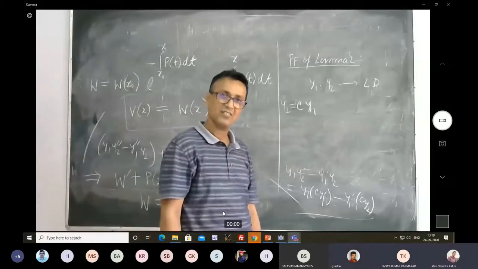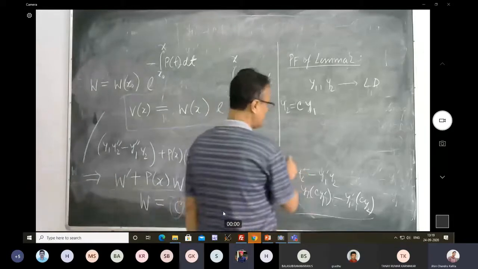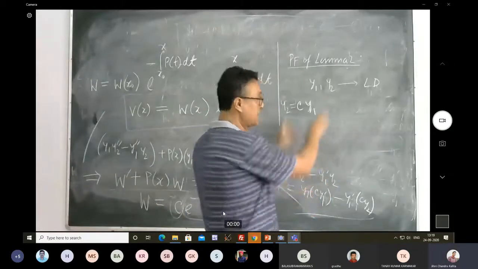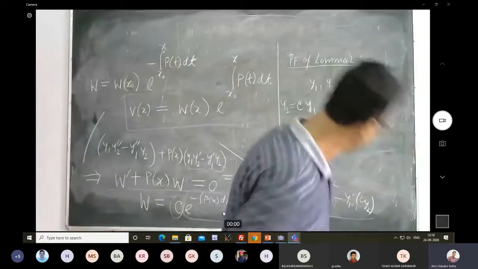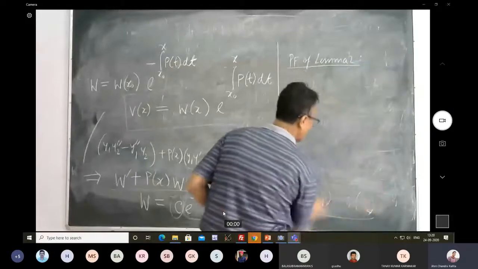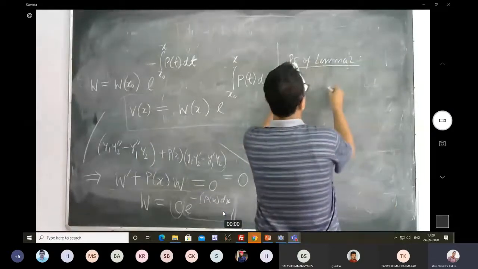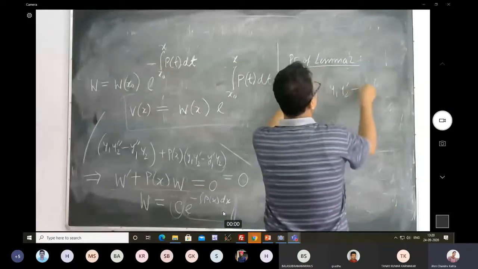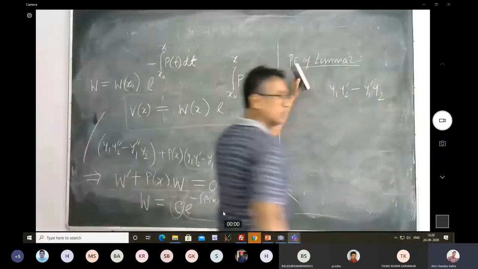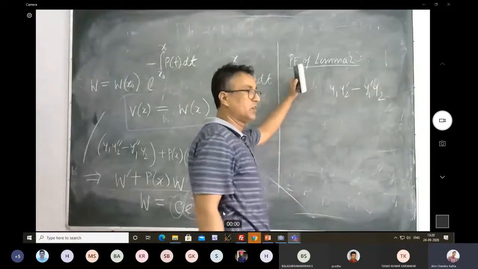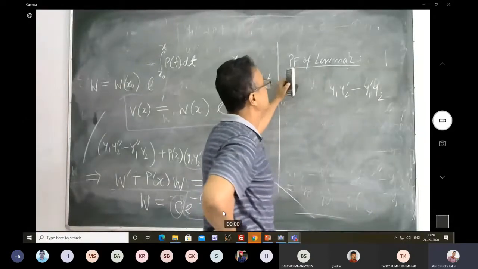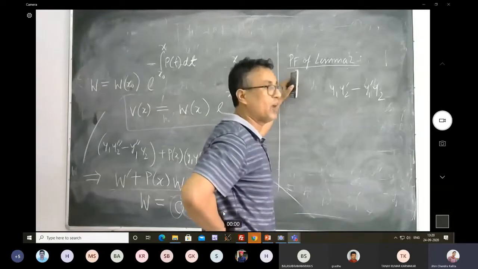Fine? Yes, sir. Right? So your Wronskian vanishes, they are linearly dependent. So now the only part left: suppose the Wronskian of these two functions is 0. Then we have to prove that y1 and y2 are linearly dependent.